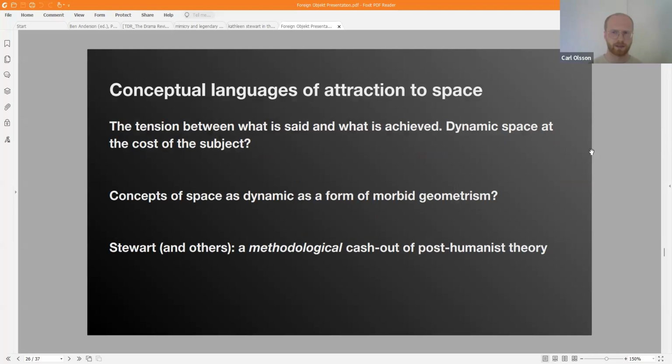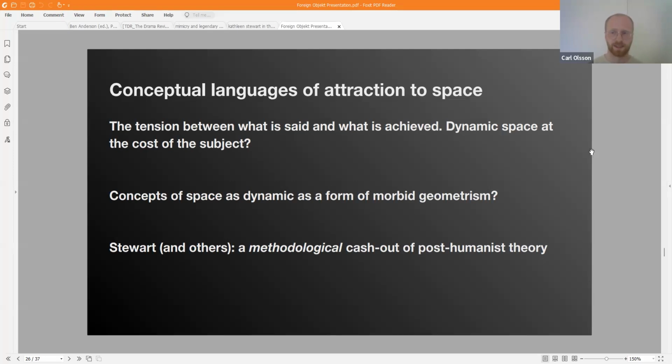So again, does this kind of turn to dynamic space happen at the cost of the subject in some way? I think this is an open question. I would argue that yes, it does. And this is not a way to disparage affect theory, but I think it really achieves, discovers something interesting.